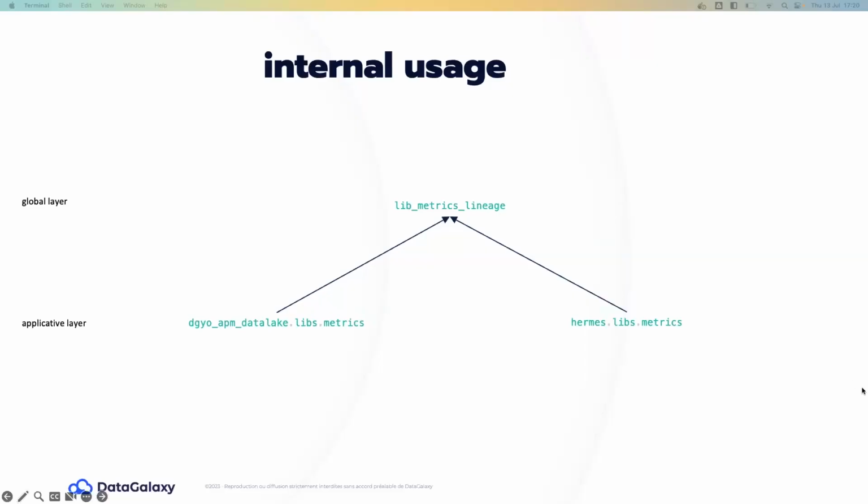Yeah, so I'm just going to go deep into the two libraries we use. The first one is lib_metric_lineage, and the second one is the applicative layer part. And I'm going to show you the observability part and how we use it in our different tasks.